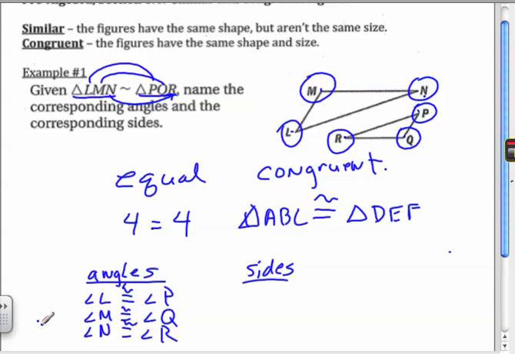The sides are not going to be congruent, but we'll match them up, the corresponding sides. We'll do that in the next video. All right?